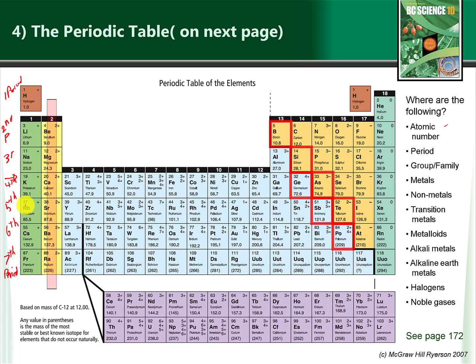Group numbers. These are verticals. And vertical columns are called groups or families. So this is the second group. How do you know it's the second one? Well, it's labeled on this one. This is number 2. This is why over here we have 17 here and we have 18. 18th is the last one.